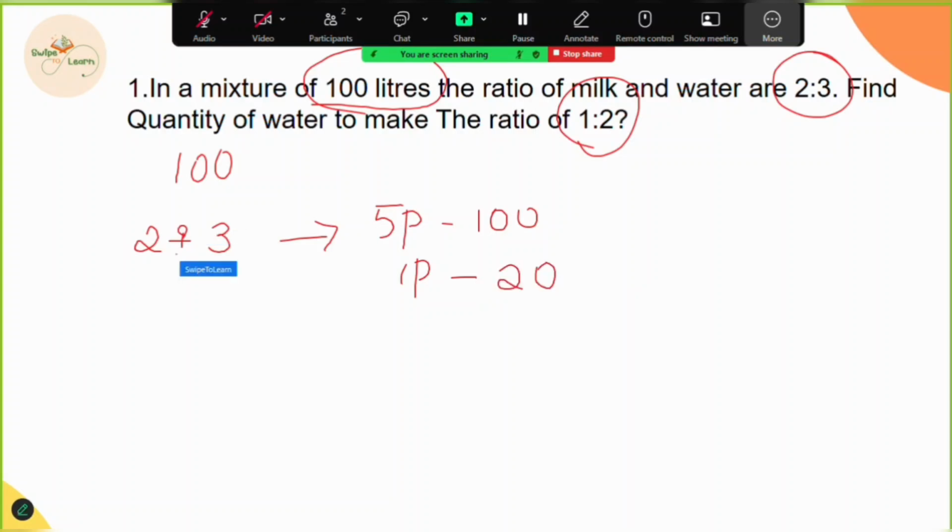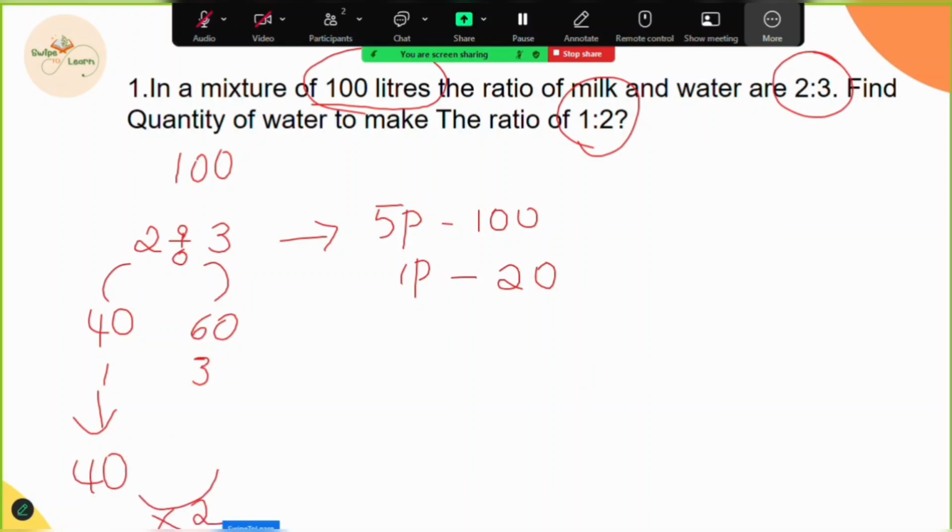So here it's the 2 is to 3 ratio. When 1 part is 20, 2 parts is 40 and 3 parts is 60. But what they're asking is what should be added so as to become 1 is to 2. So 40 remains the same. 1 is to 2, so 40 is to 80. So how much is added? 20 is added. So the answer is 20. 20 liters is added so that the ratio becomes 1 is to 2.